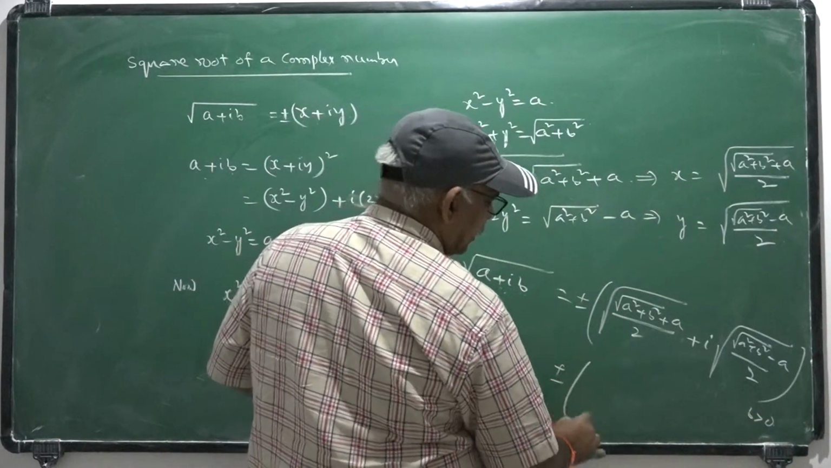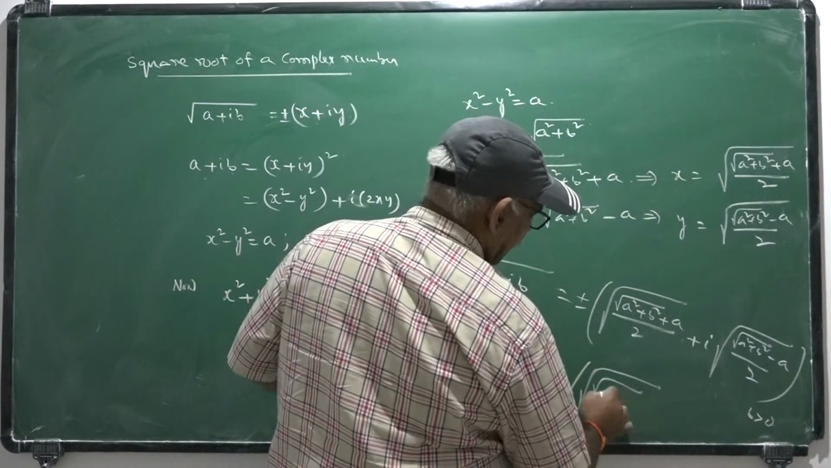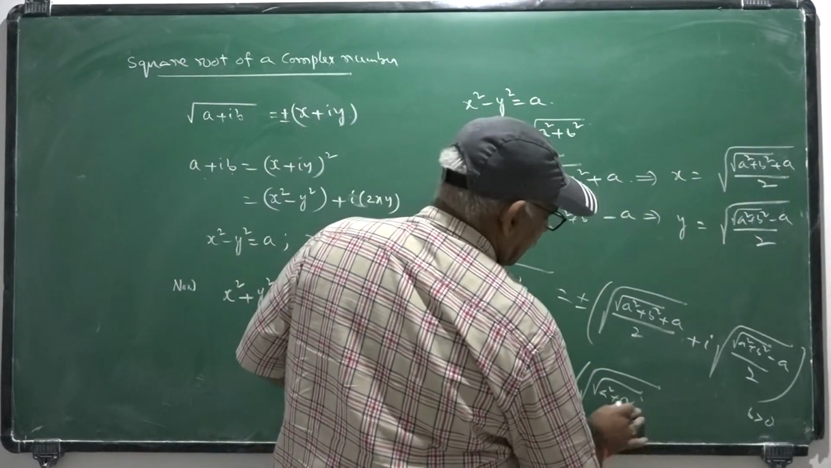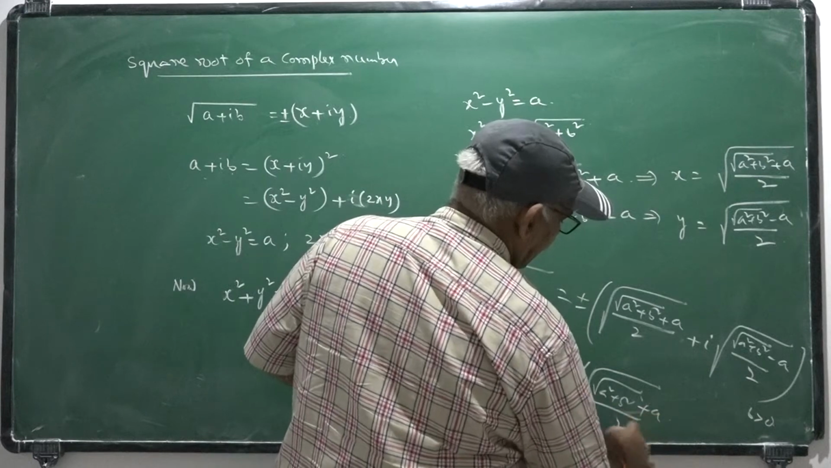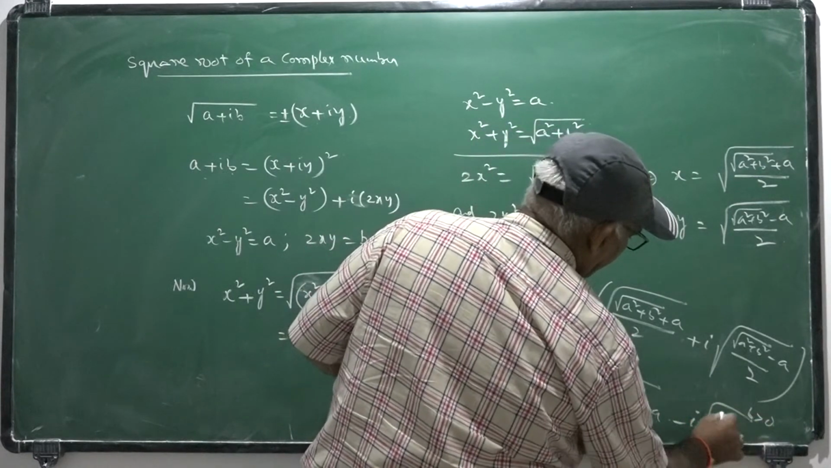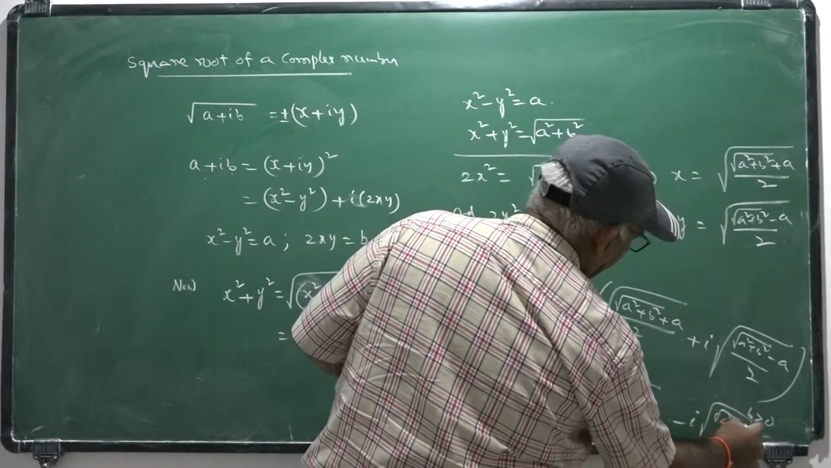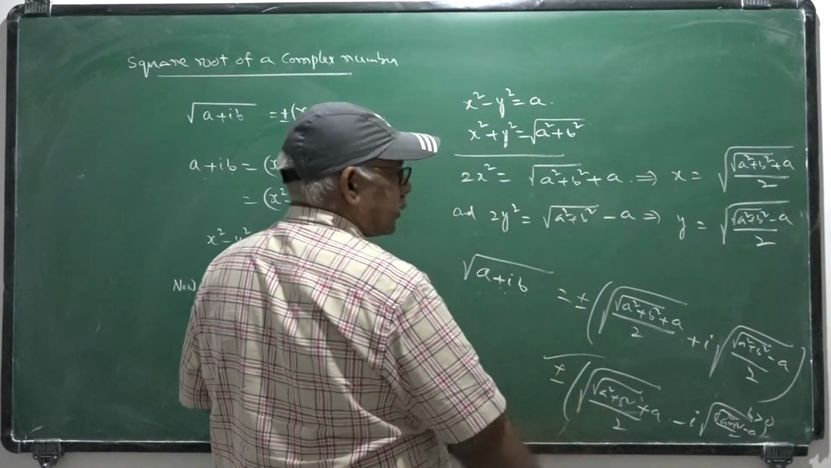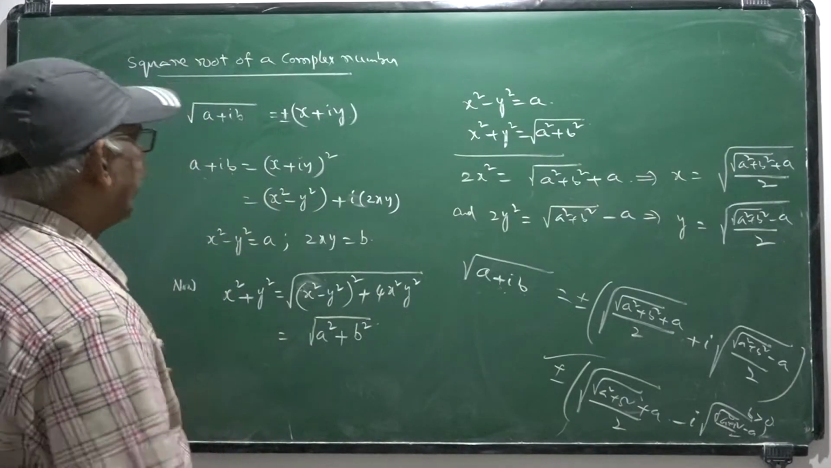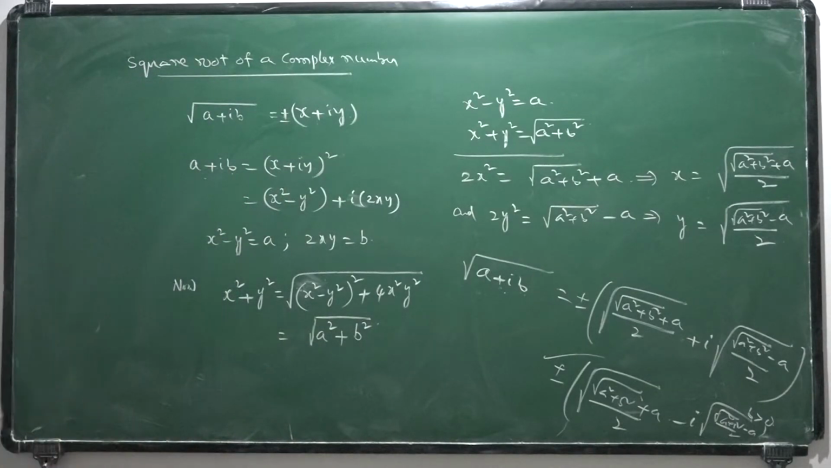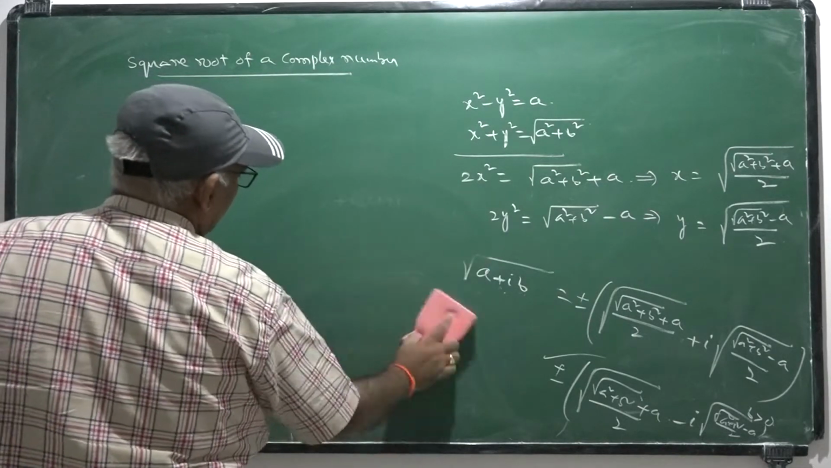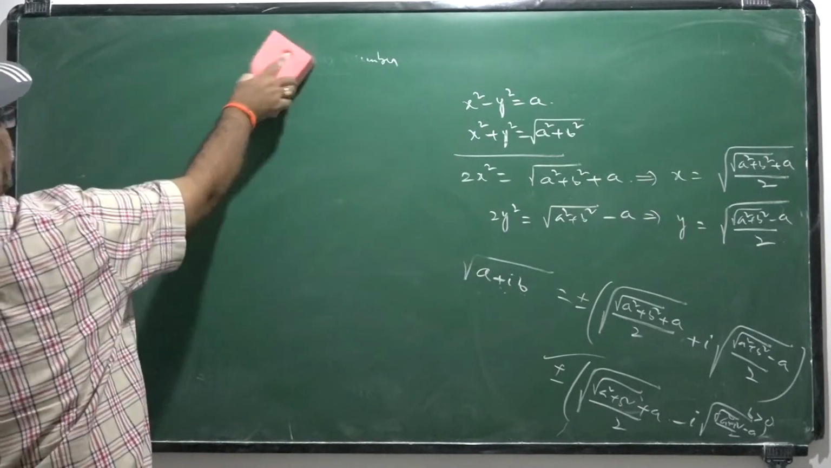Once b is negative, we get minus this way. In such a case, the square root of a minus ib gives us square root of (root a square plus b square plus a) by 2 minus i into square root of (root a square plus b square minus a) by 2. In case of b negative, this is b positive. In such a way, you can find the square root of a complex number.